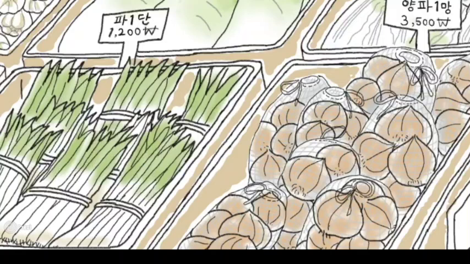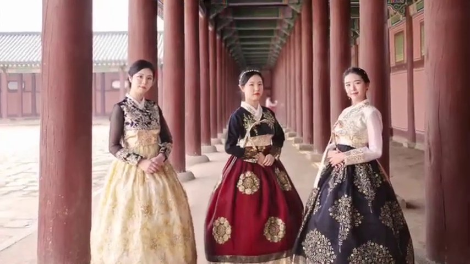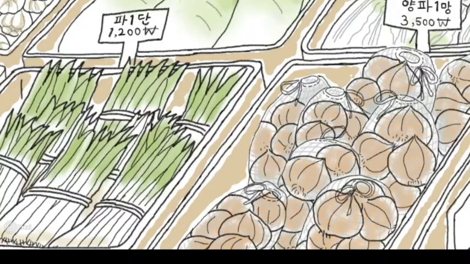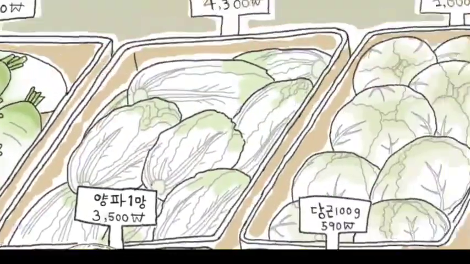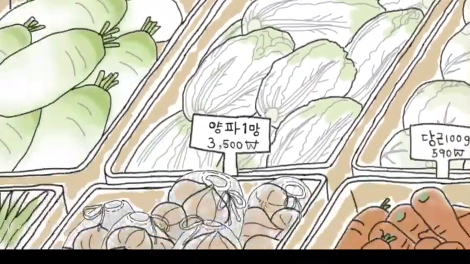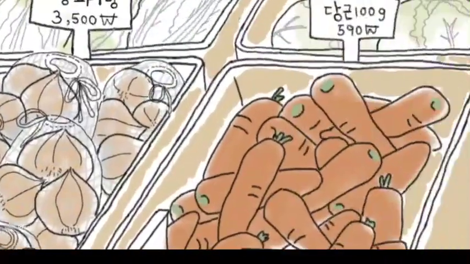So 파, 양파. Onion, green onion. Okay. 배추, 양배추. 한복, Korean dress. 양복, Western dress. Okay. That's the function of 양. Meaning of 양. Okay. 좋아요. 배추, 양배추, 파, 양파. Next one.